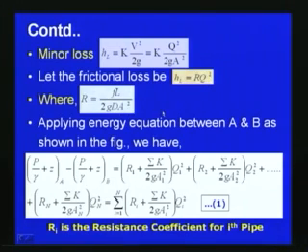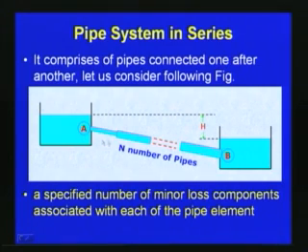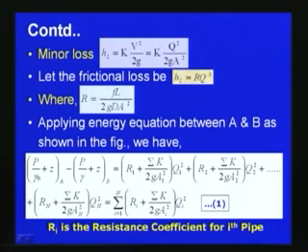Now, with respect to this figure, between A and B, if we apply the energy equation, we can write P by gamma plus Z at A minus P by gamma plus Z at B equal to R1 plus sigma K by 2g A1 square into Q1 square, plus R2 plus sigma K by 2g A2 square into Q2 square, and so on. For the nth pipe we write R n plus sigma K by 2g A n square into Q n square. That is equal to the sum from i equals 1 to n of R i plus sigma K divided by 2g A i square, into Q i square, where R i is the resistance coefficient for the ith pipe as we calculated here, and sigma K is the loss coefficient.